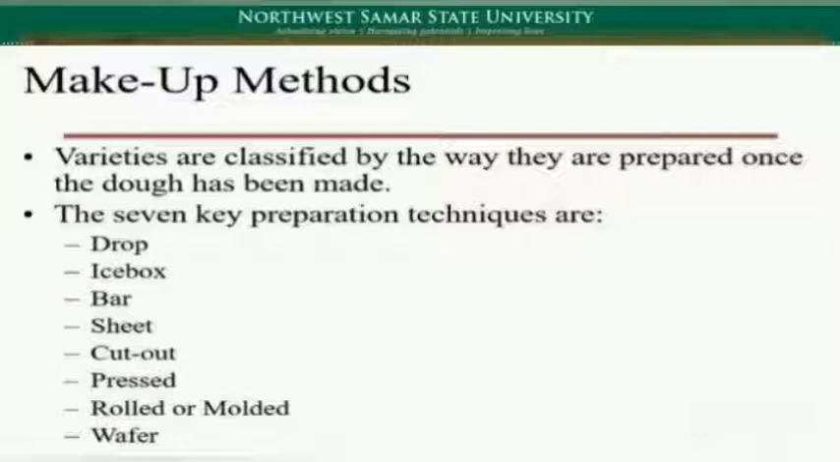Then we have the cut-out technique. So there are cut-out cookies. These cookies are made from a firm dough that has been well chilled and then rolled out to an even thickness. This dough, if wrapped well, can be kept in the freezer for up to a month. The dough should be thawed in the fridge overnight, then used.